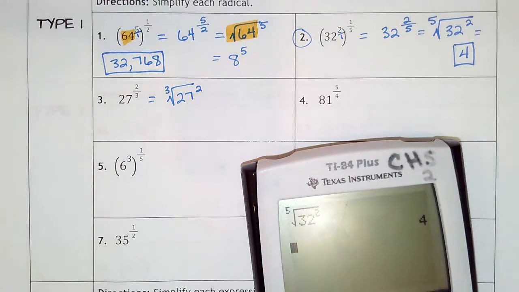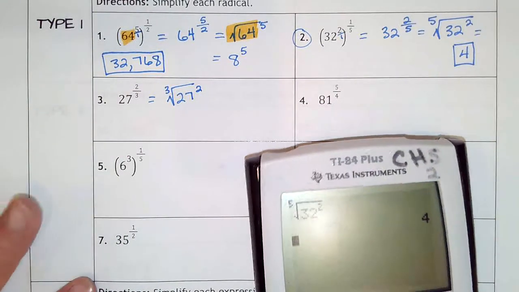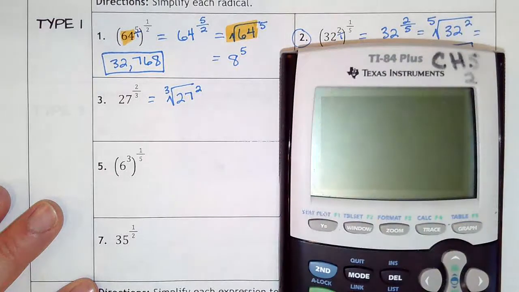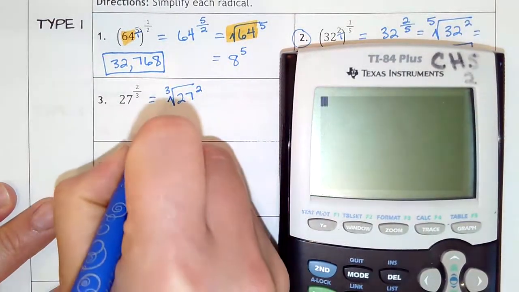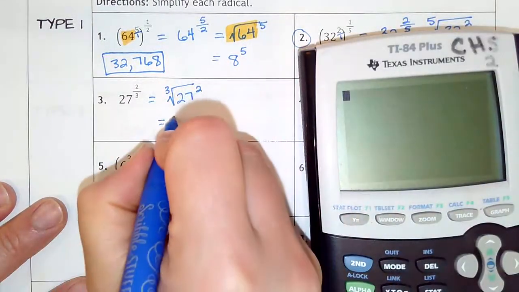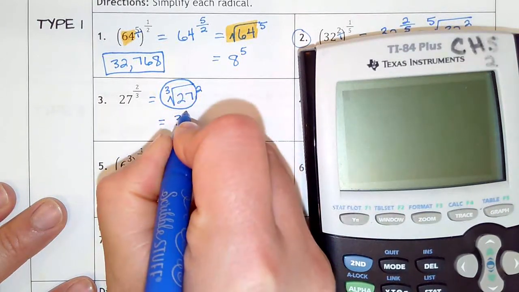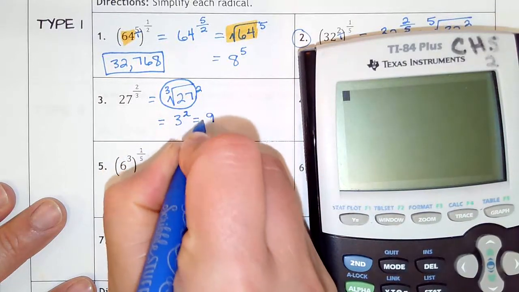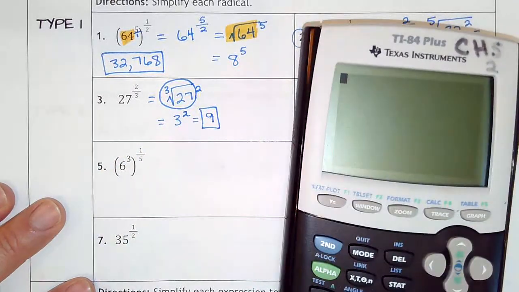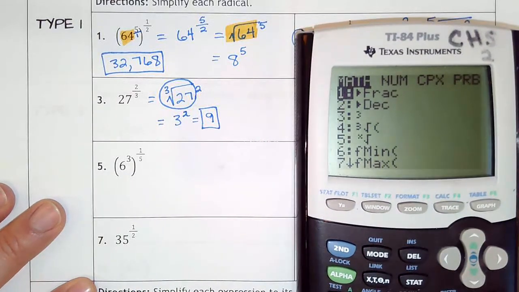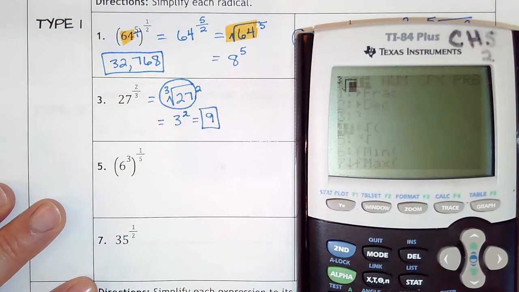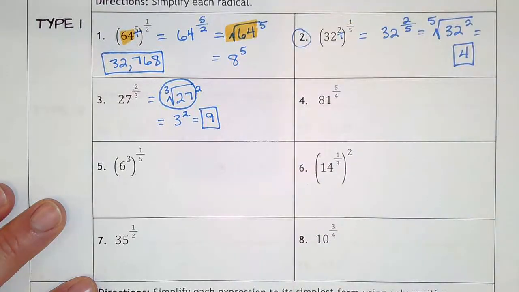So you can either do the cube root of 27 first, you can do 27 squared first, you can put it on your calculator all at once. You should know what the cube root of 27 is. That is 3. And so that squared, 3 squared is 9. But if you did it on your calculator, if you go to math, option number 4 gives you a cube root of 27 squared is 9. Okay, why don't you pause and try number 4.